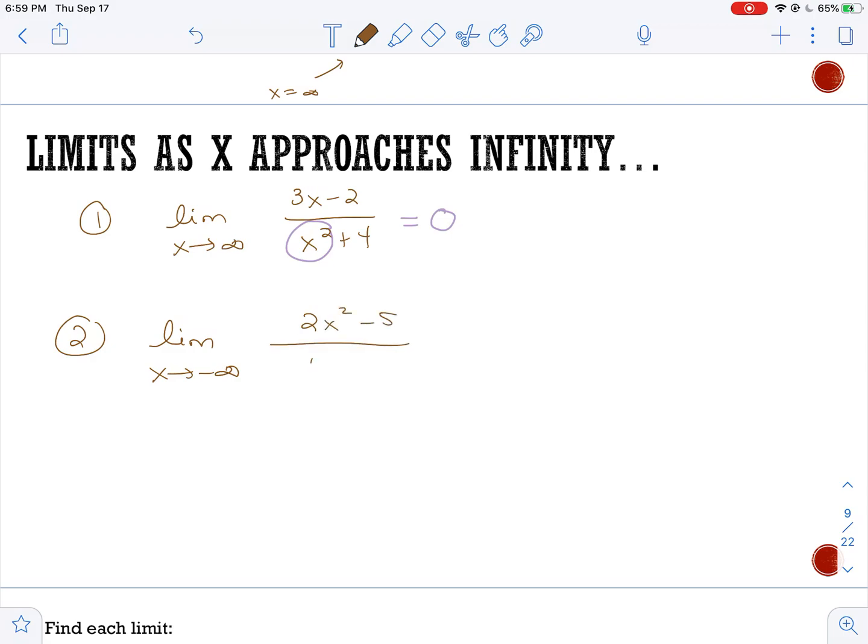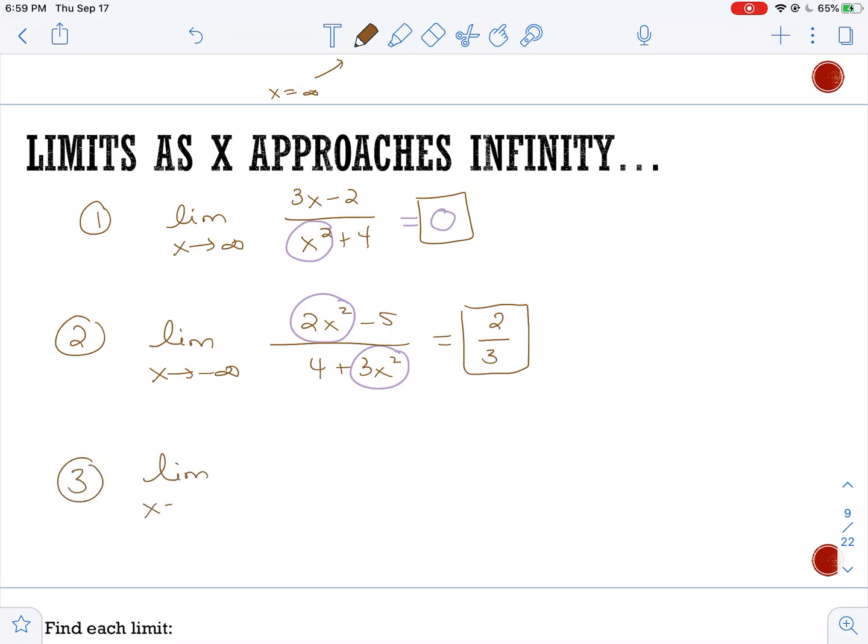Or if we have the limit as x goes to negative infinity of 2x squared minus 5 over 4 plus 3x squared, who wins this time? Well, it's 2x squared over 3x squared. If I plugged in negative infinity in both of those, I would get a tie. So basically the infinities are going to cancel each other out, and all that's left is going to be 2 over 3. So for the limit of rational functions as the x values go to infinity or negative infinity, you're just going to use the degree wars to find your answers.